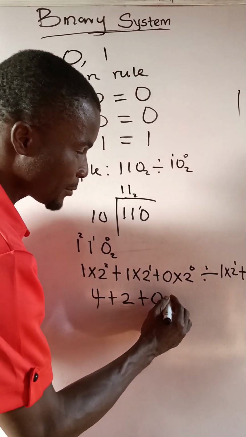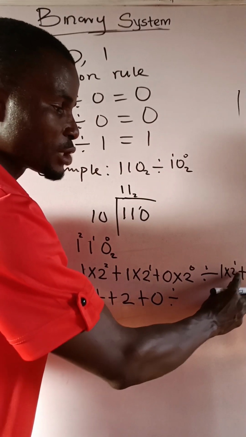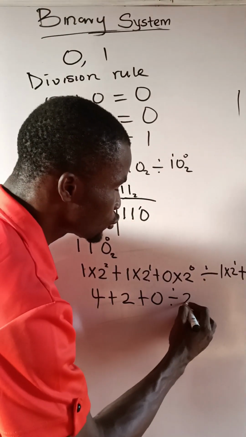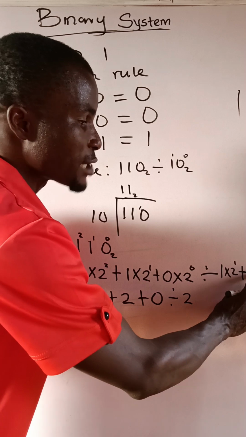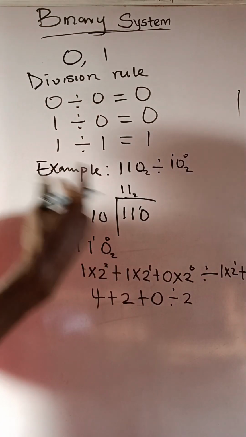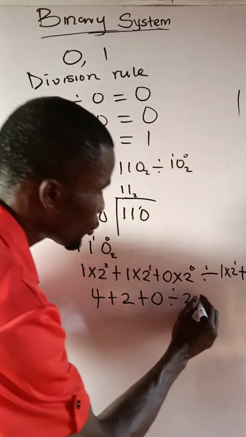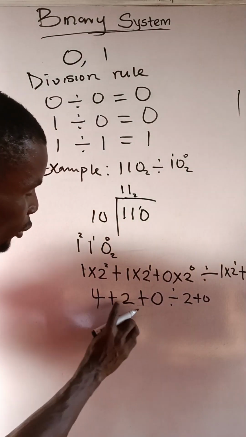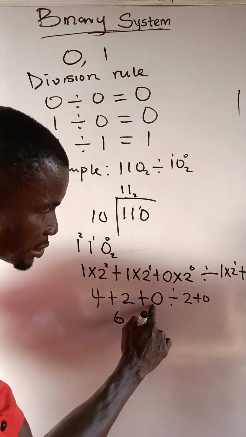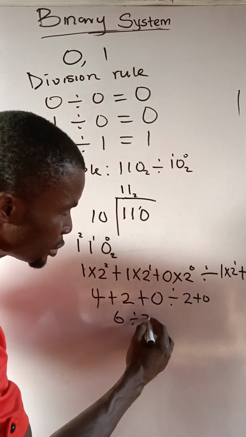So divided by 1 times 2 raised to power of 1. 2 raised to power of 1 is 2, and 2 times 1 is 2. So we have 0 times 2 raised to power of 0. I told you anything raised to power of 0 will give us 1, and 1 times 0 is 0. So plus 0. So 4 plus 2 is what? 6. Because this is 0. 2 plus 0 is 2.